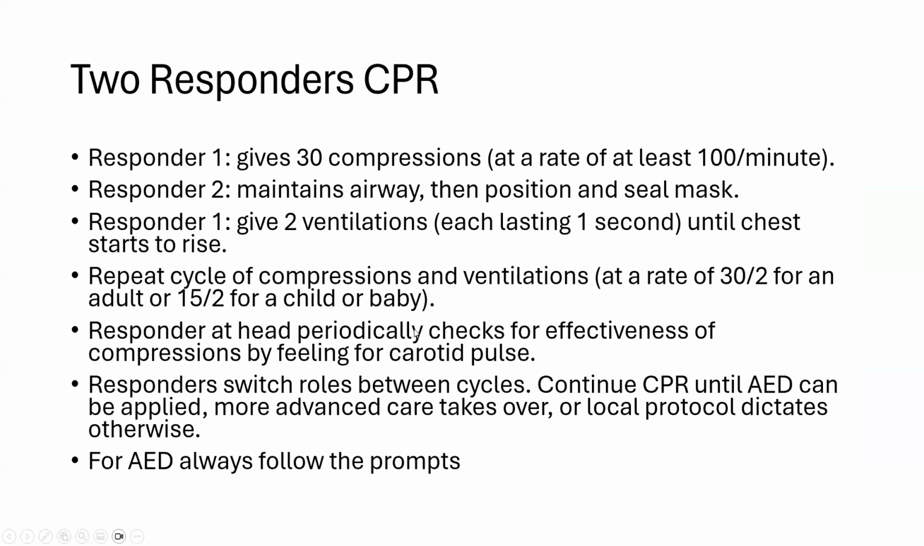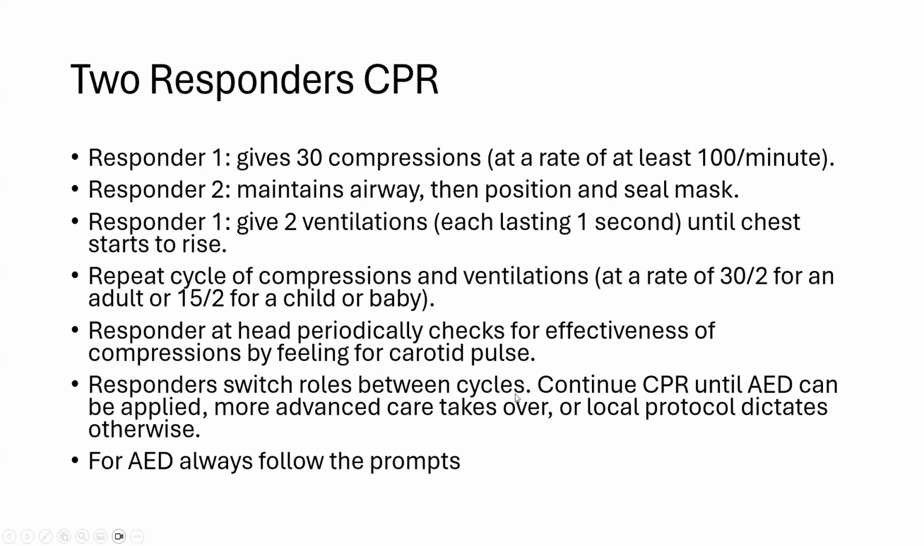Responder 1 will be giving 30 compressions at a rate of at least 100 per minute. Responder 2 maintains airway, then positions and seals the mask. Responder 1 gives 2 ventilations, each lasting 1 second until the chest starts to rise. Repeat the cycle of compressions and ventilations at a ratio of 30 to 2 for an adult or 15 to 2 for a child or baby. The responder at the head periodically checks the effectiveness of the compressions by checking the carotid pulse.